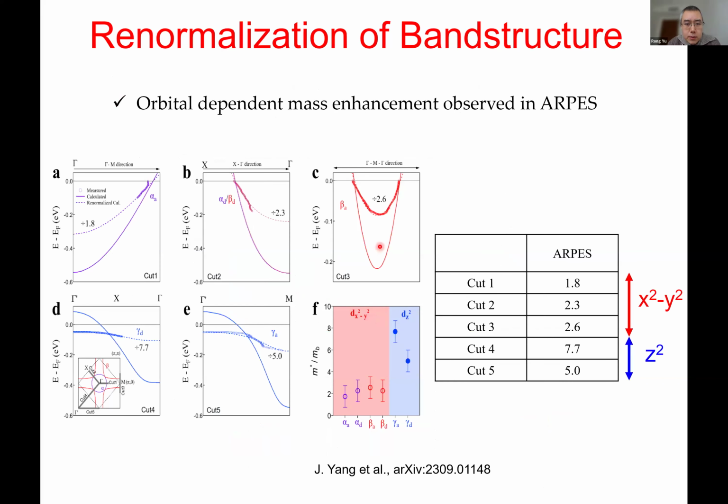Right. So with this theoretical result, we are trying to understand some aspects of the experiment. First is about the ARPES measurements. In this experiment by Xingjiang Zhou's group, they measured the effective mass enhancement along different cuts in the Brillouin zone, and found very strong orbital dependent effective mass enhancement. For bands related to the x square minus y square orbital, the mass enhancement factor is about 2 to 3. For the bands with the dz square orbitals, this factor can be as large as about 5 to 7.